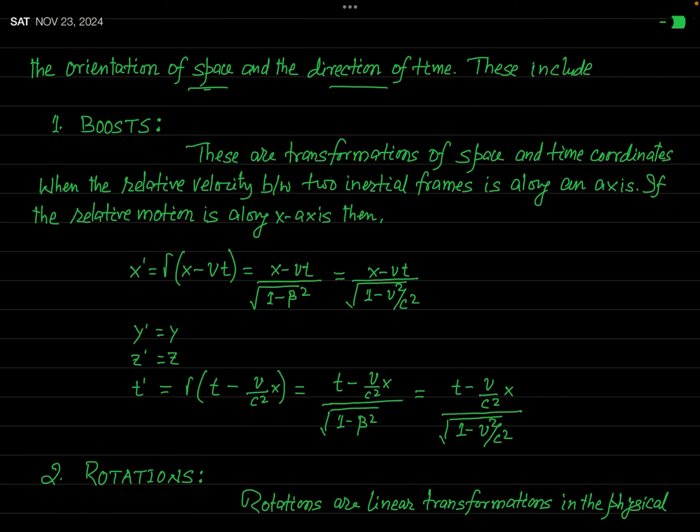So this is the most remarkable property of proper Lorentz transformation: the orientation of space and the direction of time are both preserved, both not affected, both not changed. Now let us see two most important examples of proper Lorentz transformation. The first one is called boosts.